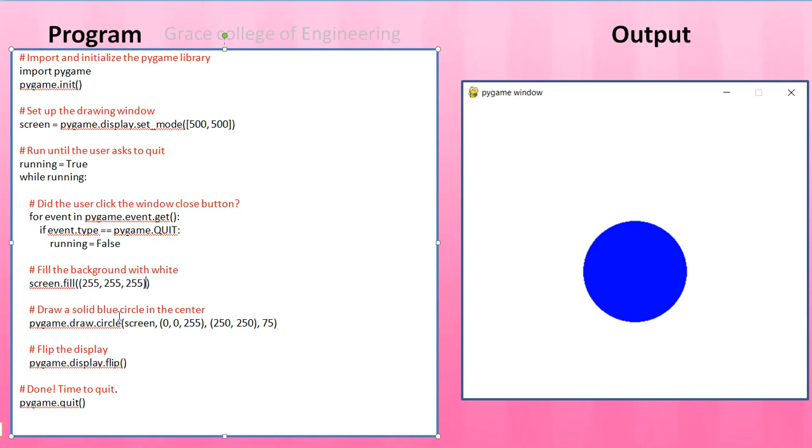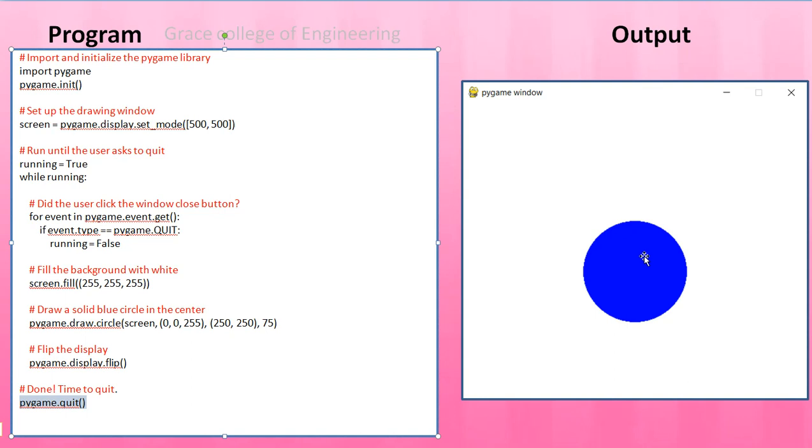Next, draw the solid blue circle in the center. This is the output. So pygame.draw.circle of screen, 0, 0, 255. Then next, 250, 250. Next, 75. Next, flip the display. pygame.display.flip(). Then finally, pygame.quit(). This is the output. Circle is in blue color.